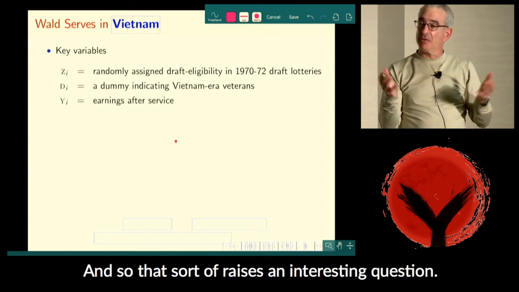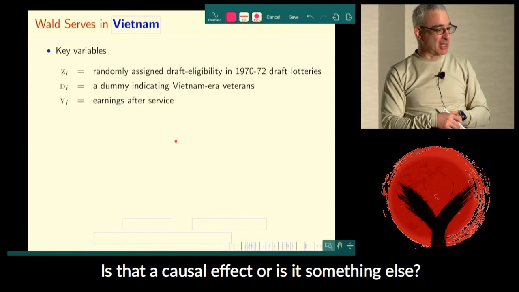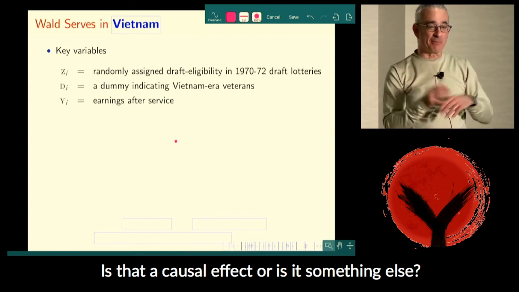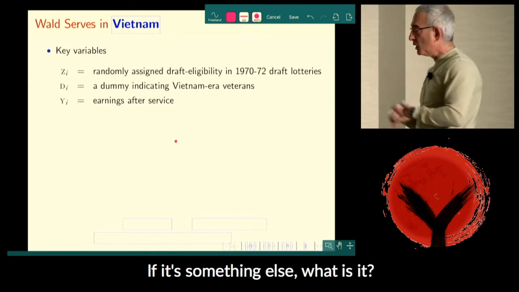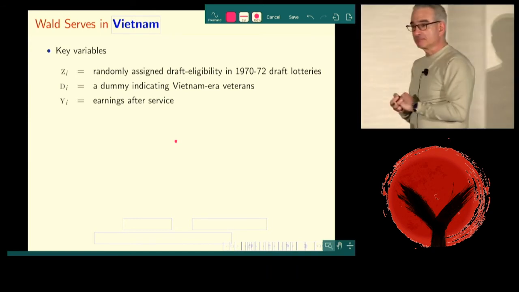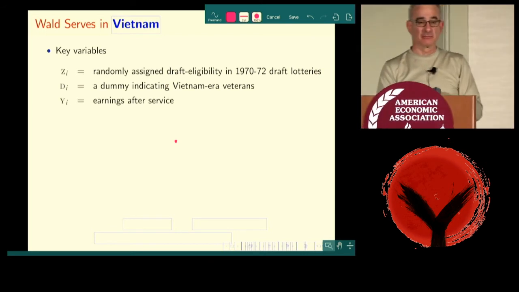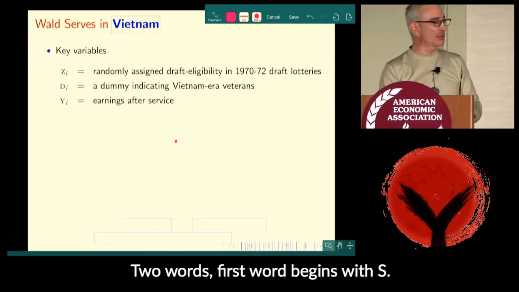And so that sort of raises an interesting question. Why is that? Okay. Is that a causal effect, or is it something else? If it's something else, what do we call it? If it's not causal, it's two words. First word begins with S.